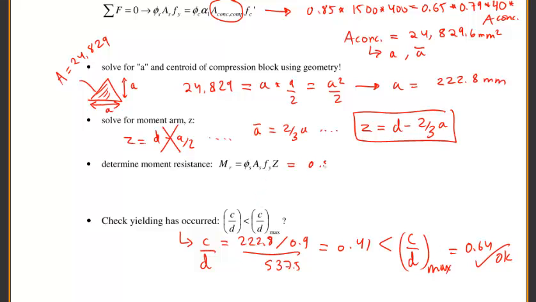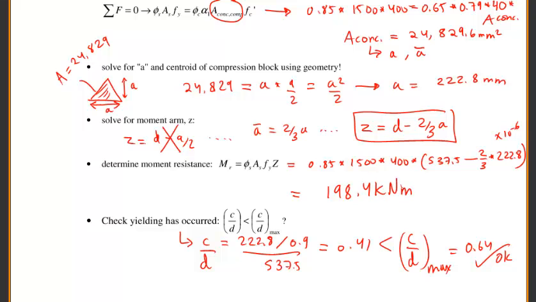So we have 0.85 times AS, which is 1,500, times FY, which is 400, and then we have Z, which is just D, 537.5, minus 2/3 A. So 2/3 times 222.8, and all this times 10 to the minus 6. You will find it's equal to 198.4 kilonewton meter.